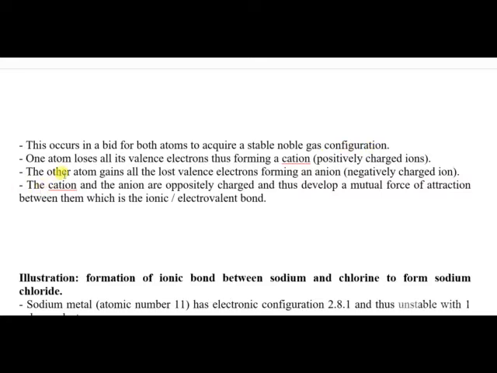One atom loses all its valence electrons, thus forming a cation, a positively charged ion. The other atom gains all the lost valence electrons, forming an anion, a negatively charged ion. I've already given an example of magnesium and oxygen. Magnesium loses all its valence electrons, which are 2, and the 2 valence electrons lost from magnesium are regained by oxygen immediately. So oxygen forms a negatively charged ion, and magnesium forms a positively charged ion. That is what we call ionic bonding.